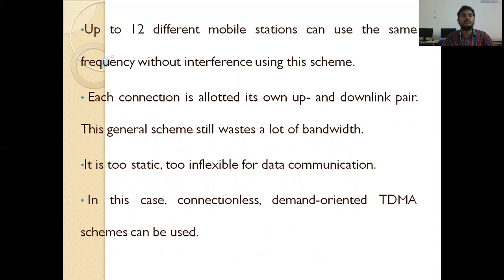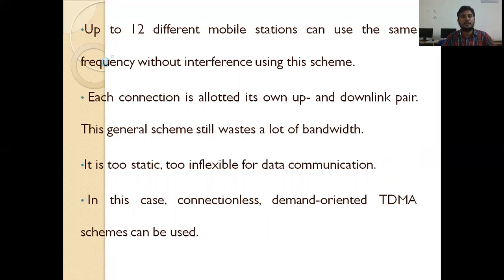This general scheme still wastes a lot of bandwidth. Why does it waste a lot of bandwidth? Take the earlier example we discussed: 100 is allocated to one user, but that particular user doesn't require that 100. In that 100 there is a possibility of n number of channels. That is the advantage in FDMA, and that is the disadvantage in TDMA.